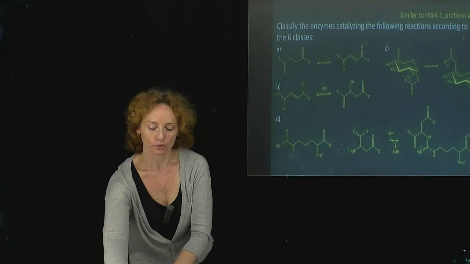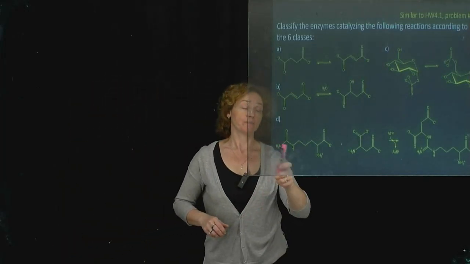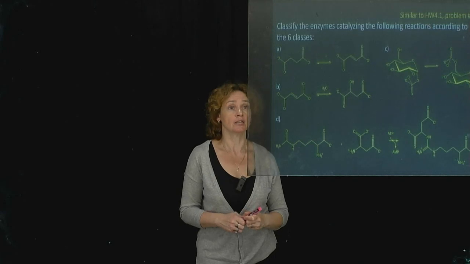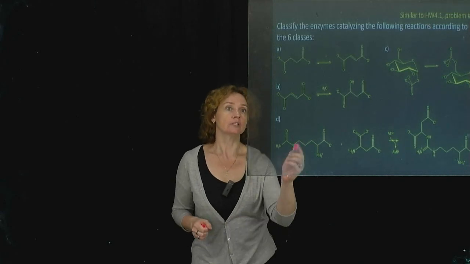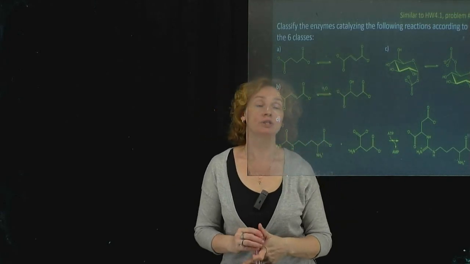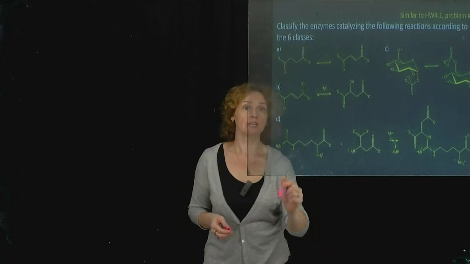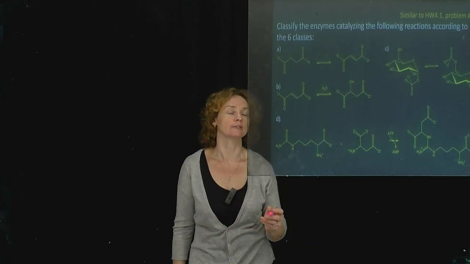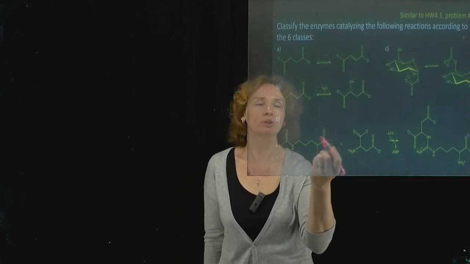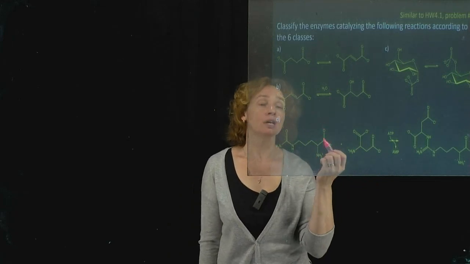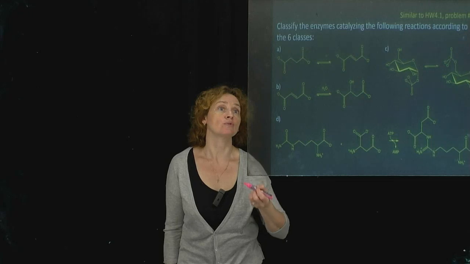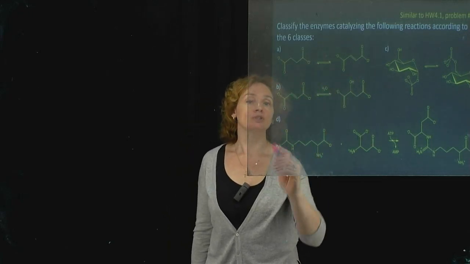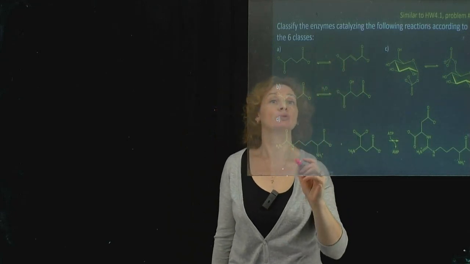In this problem, we are going to classify the enzymes catalyzing those 4 reactions according to the 6 classes. So first is the transformation between succinate and fumarate, catalyzed by fumarate dehydrogenase. Even though we are not given the name of the enzyme, we can analyze what class of enzymes it belongs to if we compare the structures of the substrate and the product of the reaction.